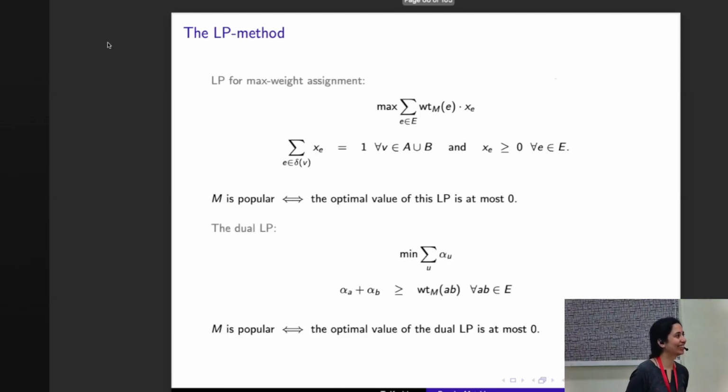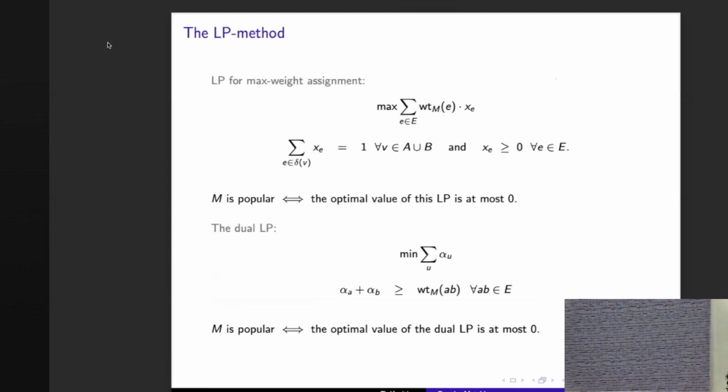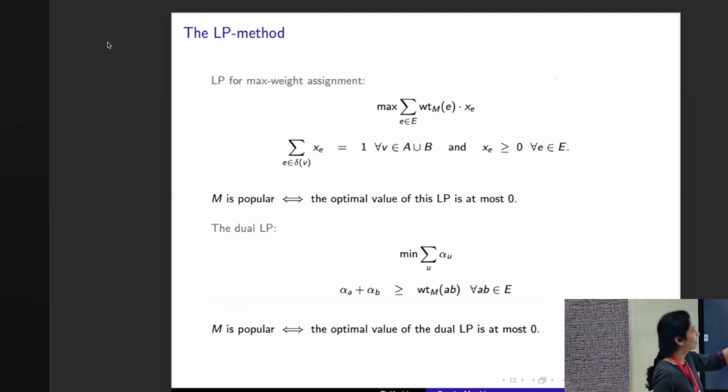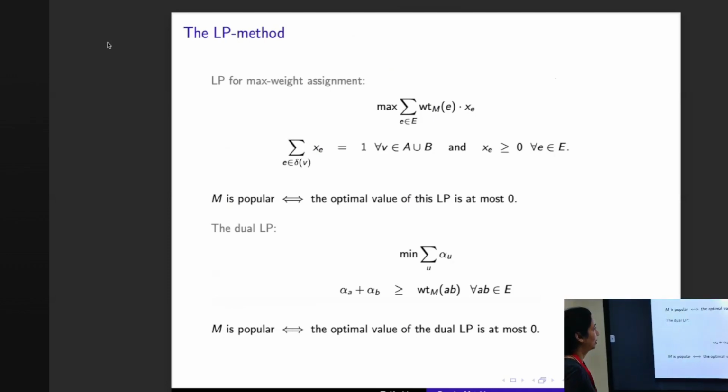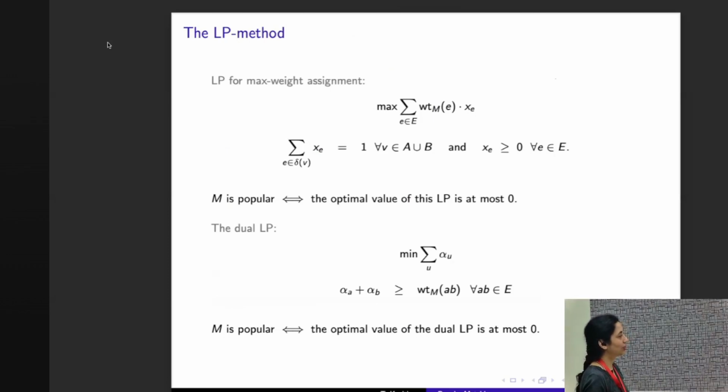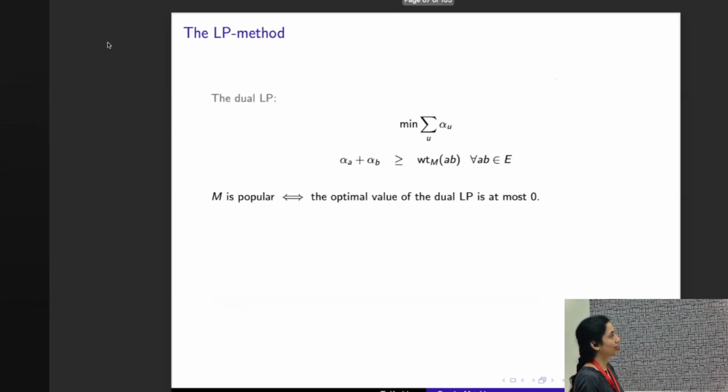We write the dual. So the dual LP is very simple. We have one dual variable for every constraint, alpha u, and it's unconstrained because this is an equality. So every edge has to be covered. So M is popular if and only if the optimal value of the dual LP is at most 0. So I've just rewritten the dual LP.